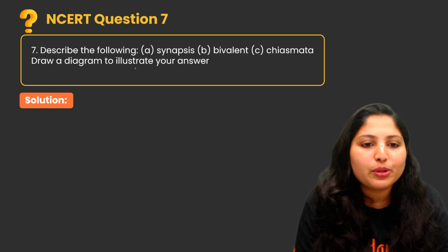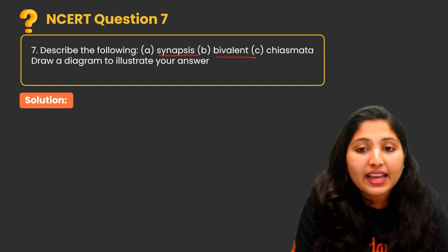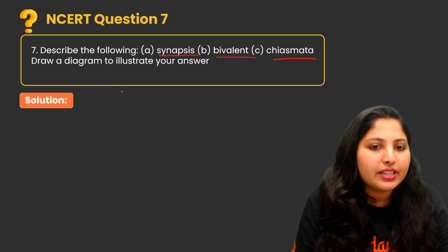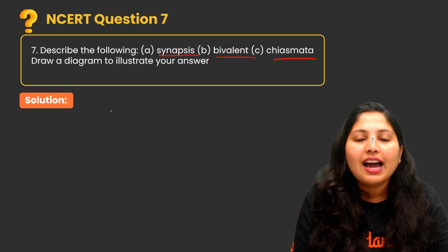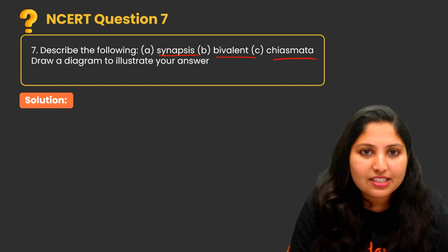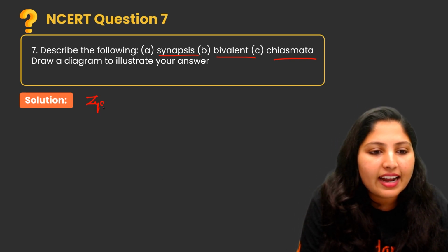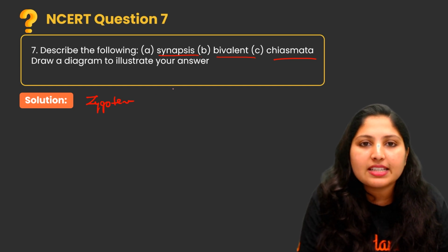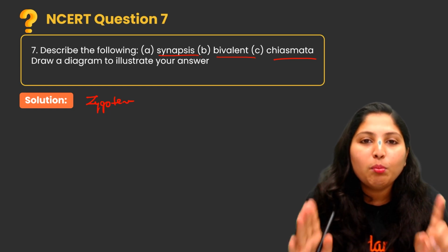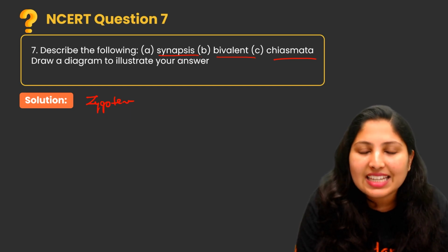Describe the following: synapsis, bivalent, chiasmata. Draw a diagram to illustrate your answer. Okay, we need to tell what is synapsis, what is bivalent and what is chiasmata. First, let's look into synapsis. What is synapsis? We already discussed, right? In prophase 1 there are 5 substages, in which the second stage is known as zygotene, right? So in zygotene what happens? The homologous chromosomes come close to each other. That is known as synapsis.